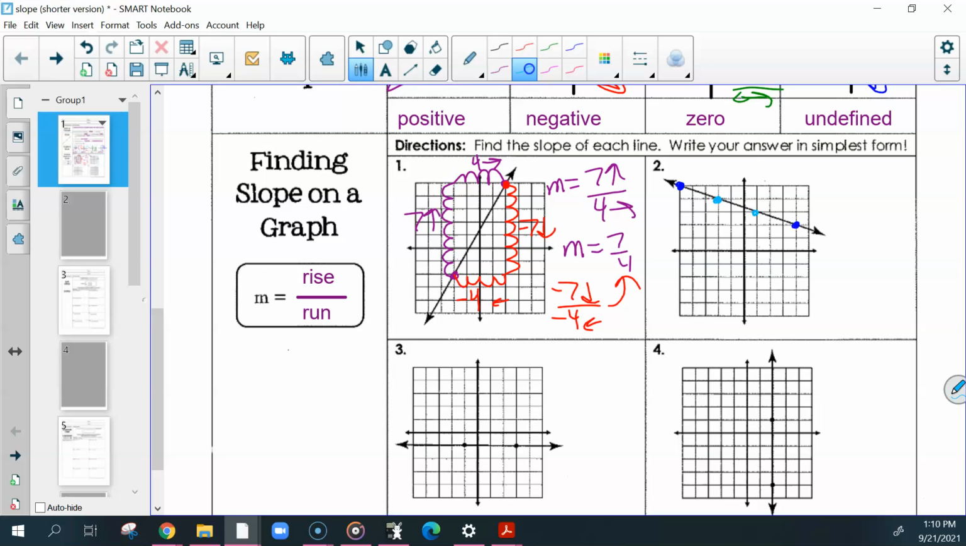It does not matter which points you use as long as you are counting correctly. So if I saw the dark blue points first and I was counting to those, reading right to left, I would start at the top and go down. I'm going down 3. And then to the right, however many.